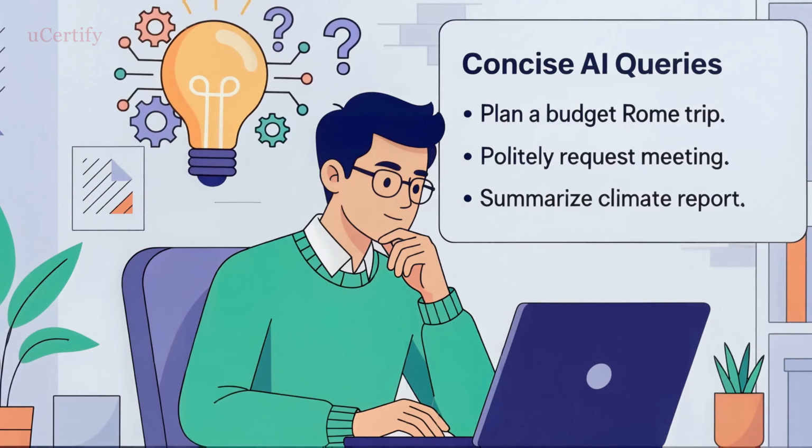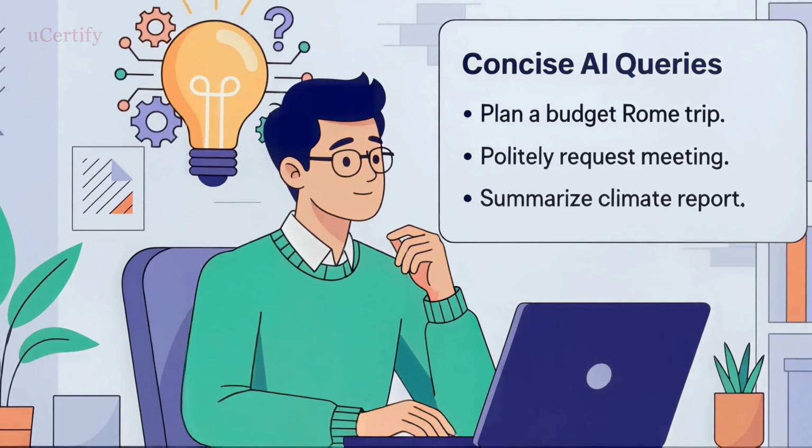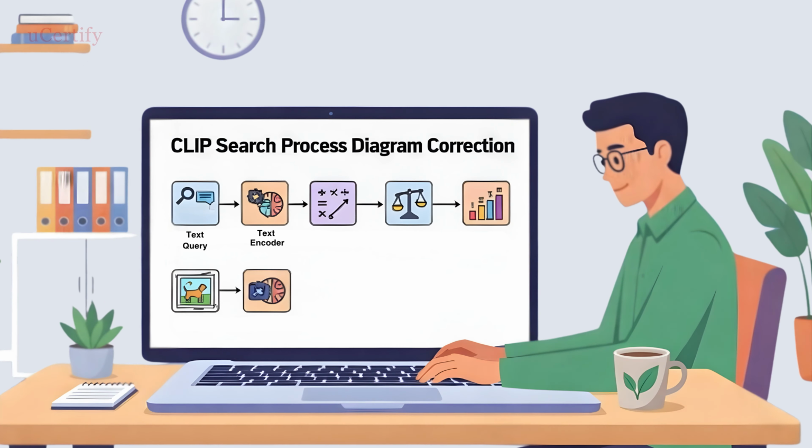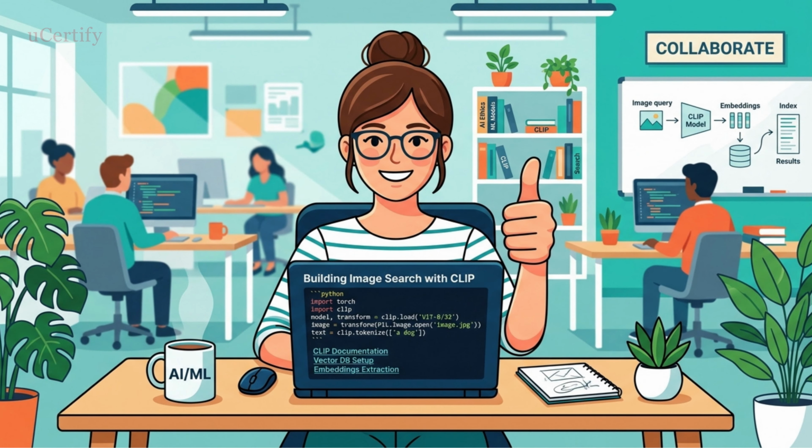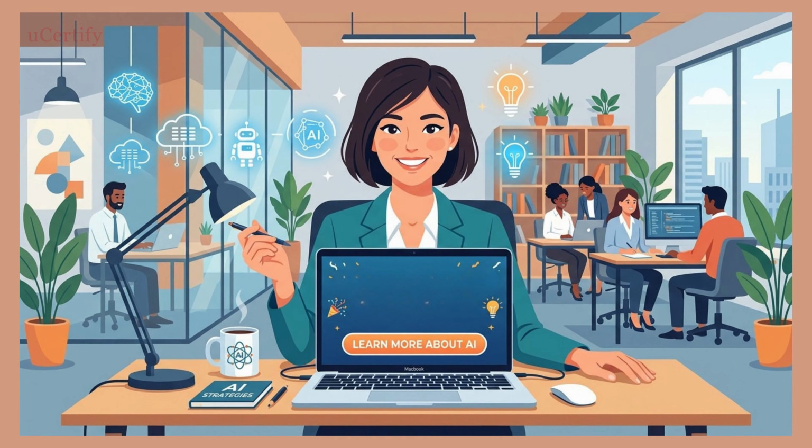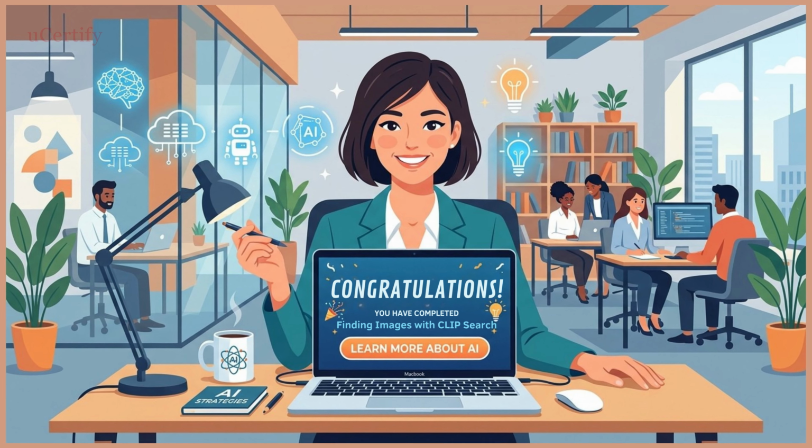Knowing this helps you write better queries for better results. CLIP encodes, compares, and ranks images based on text relevance. Now you can build your own custom image search engine. You now understand CLIP and can refine your search skills.